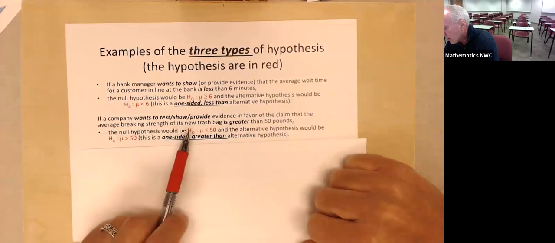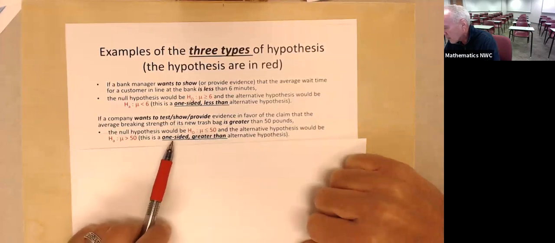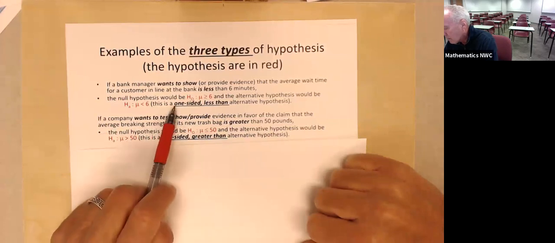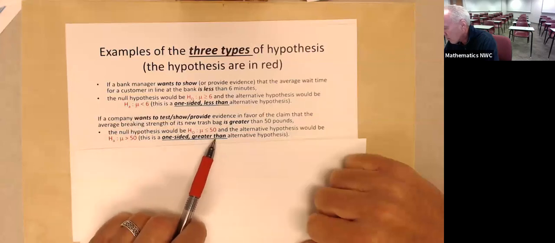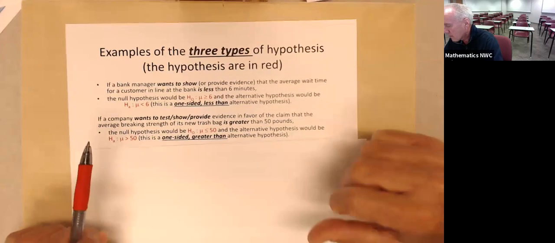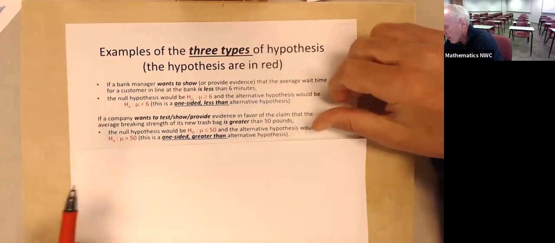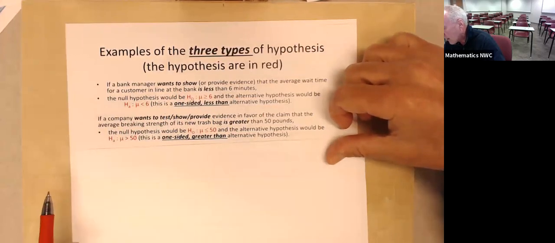That would mean then the null must be the opposite. The null says the mean is less than or equal to 50. This is also one-sided because it's just going in one direction, greater than 50. Up here, this was one-sided too. It was going in one direction, less than 6. It's a one-sided, greater than hypothesis. These 2 types are the most common, but now there's a third type that is referred to as a two-sided one.